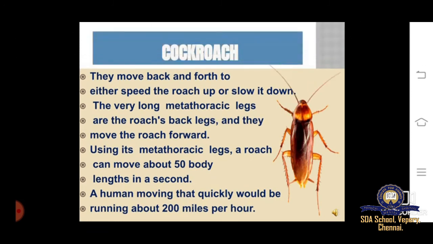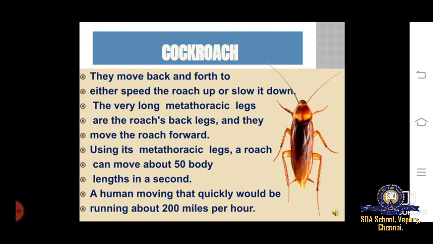Our next living being is the cockroach. You know about cockroaches? They move back and forth to either speed the roach up or slow it down. On the top it has roaches, and based on that it moves back and forth. That is forward and backward movement. The very long metathoracic legs are the roach's back legs, and they move the roach forward. So the back leg is very long in nature, and with the help of that it is moving.